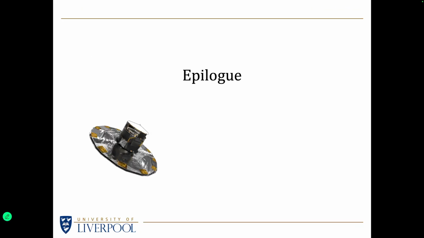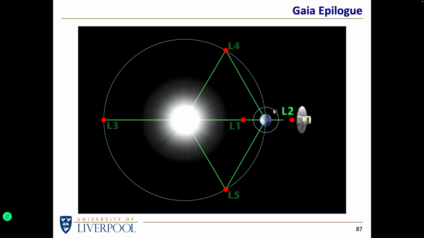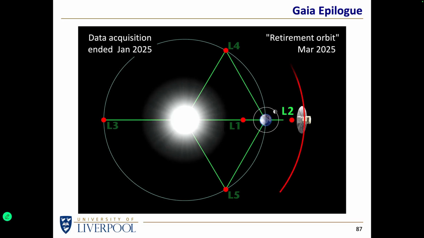Let me finish with an epilogue as to what's happened with Gaia. Gaia finished its data acquisition, its 10 or 10.5 years of data acquisition, about a year ago in January 2025. And a few months later, in March of 2025, it was put into a retirement orbit, which sounds very genteel, doesn't it? So much better than a graveyard orbit. What they do is basically, instead of having the satellite orbit around L2, they just give it the slightest of nudges away from L2. And as soon as it's away from L2, it's no longer parked at that position.